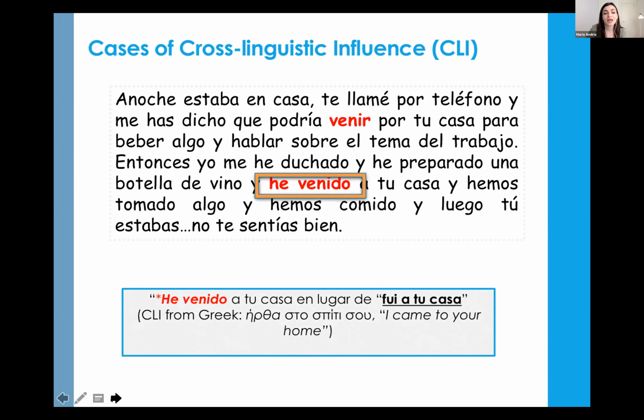Here we have a fragment of a narrative in which a Greek L2 learner of Spanish is describing a motion event, and where he produces the verb venir, to come, instead of the expected verb to go in Spanish: he venido a tu casa, instead of fui a tu casa, I went to your place, which is the expected pattern in Spanish.